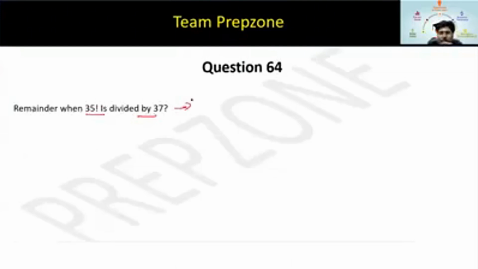You all might have read this earlier also. (n-1) factorial mod n, where n is a prime number, will be -1. (n-2) factorial mod n, where n is a prime number, will be +1. Okay. Now, how to solve this?